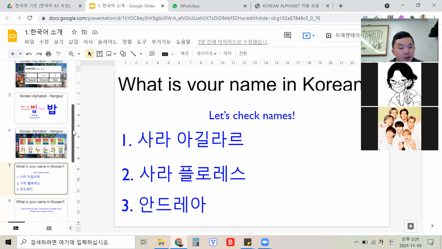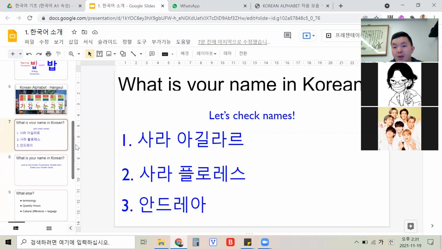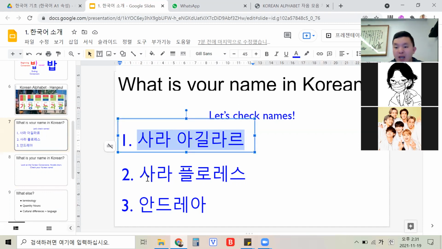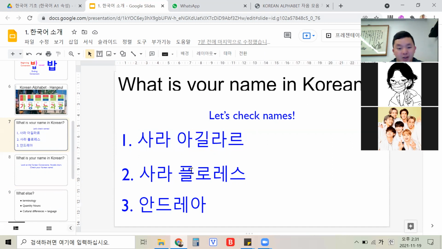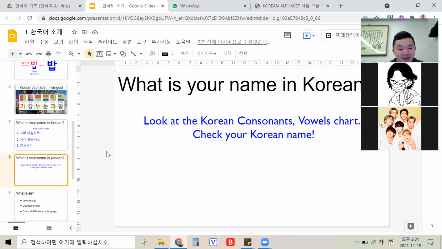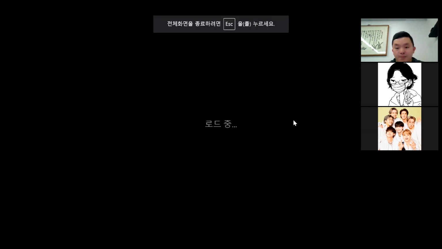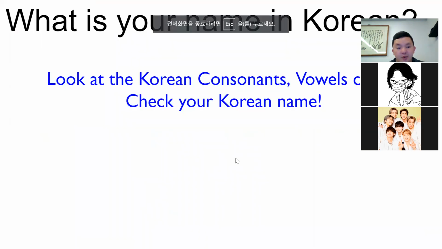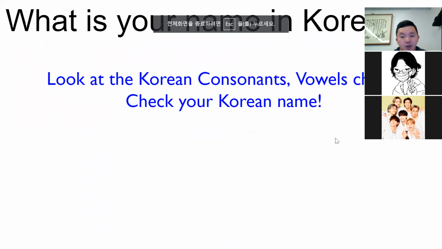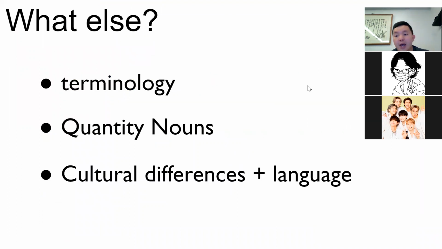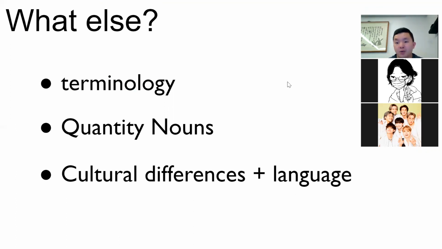And eventually, from today's class and maybe 2 more classes, I'm pretty sure you will be able to write down your name. Okay, the next presentation. Let me show you. We just did this one: look at the Korean consonant vowel chart and check your Korean name. And what else? Once we are able to read Korean syllables, what you're going to deal with is called terminology.